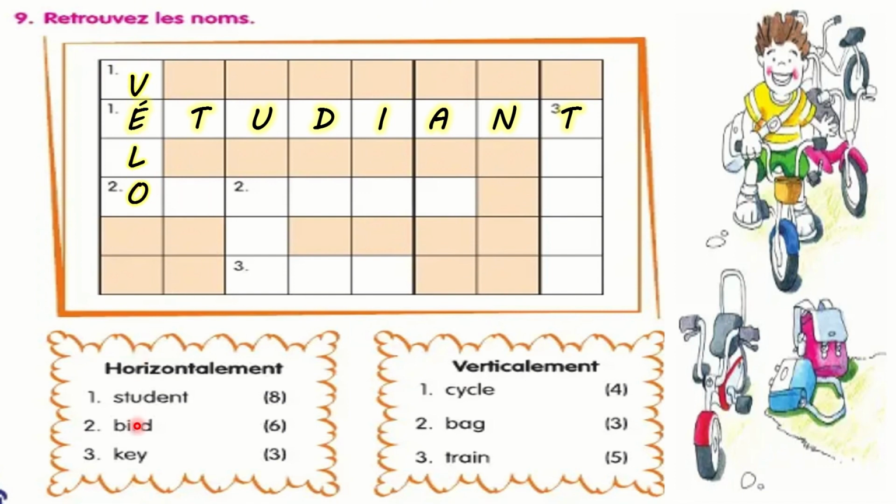Now in the horizontal way we have oiseau, which is bird. So O is already written for us. We'll write oiseau. Next we can see a bag. Well, that in French is also called cartable or sac. So S is written. Next we have the keys and the singular is clé. Next we can see a train. Well, that is called train.